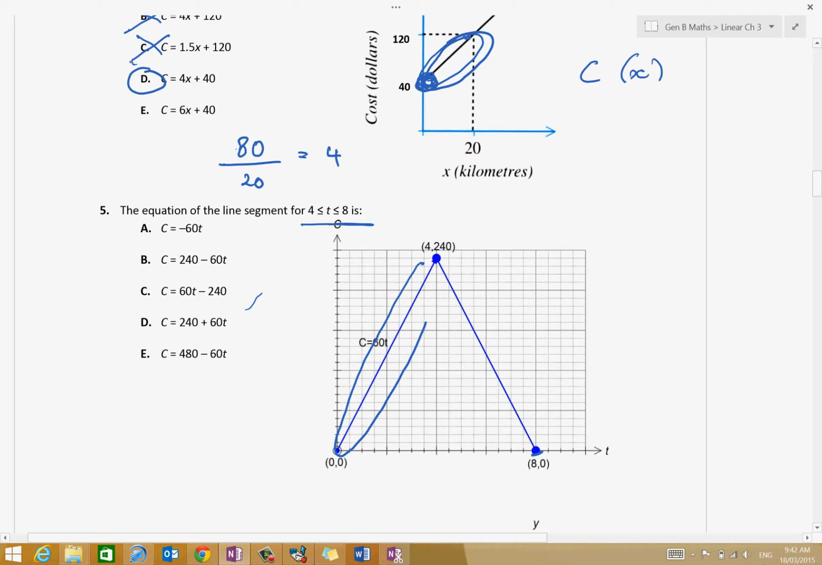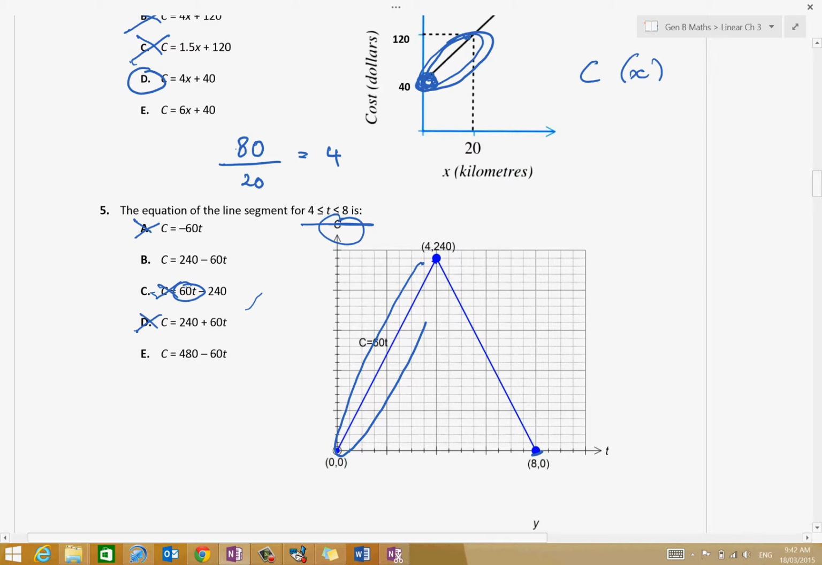So if that's a negative gradient, then that means that this 60t coefficient's positive. So then it can't be C. It can't be D. So we've already ruled that out. Would it have a y-intercept? Would the y-intercept be equal to 0? No, it couldn't. Or in this case, the c-intercept. So then it certainly can't be A. So therefore, if you were guessing, it's B or E.